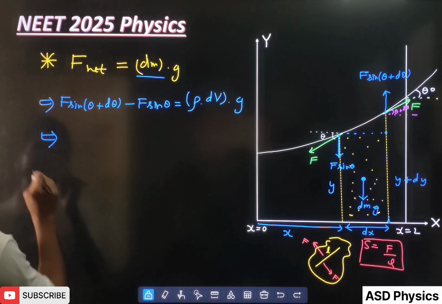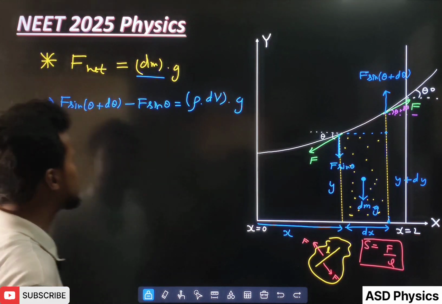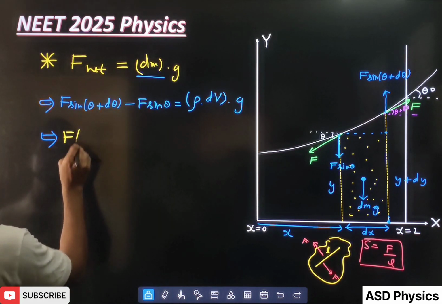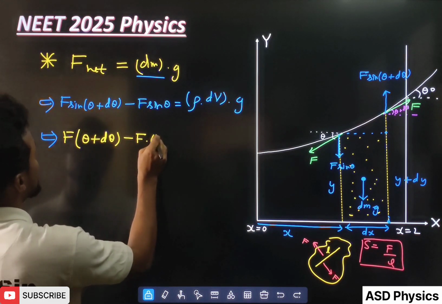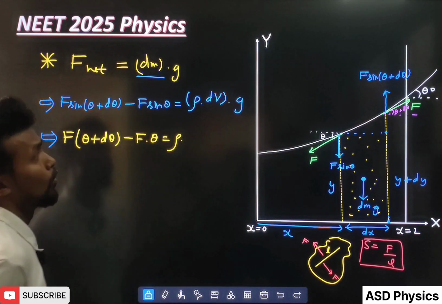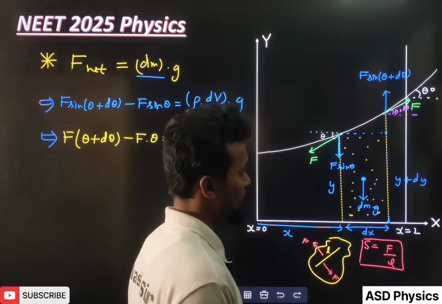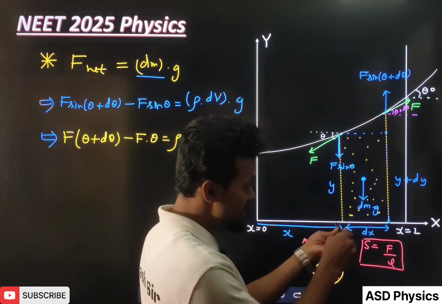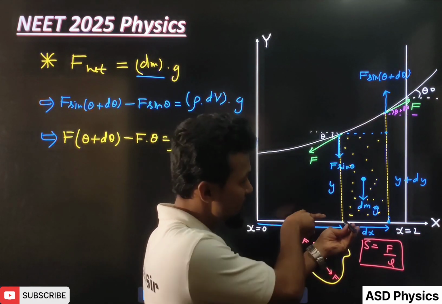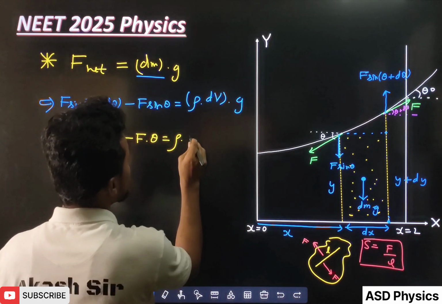As you know, angle theta is very, very small, so sine theta will become approximately how much here? Theta. Similarly, sine (theta plus d theta) will become theta plus d theta only, minus F theta, equals rho. What is the dV volume? Remember that volume is area into length. So this is dx, and let's take in this direction we have z. So this surface area, I can write here z into dx.